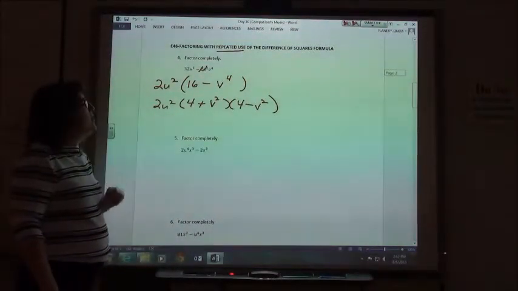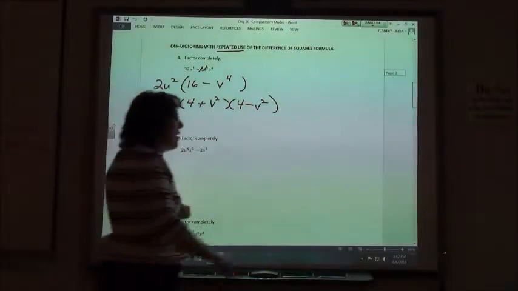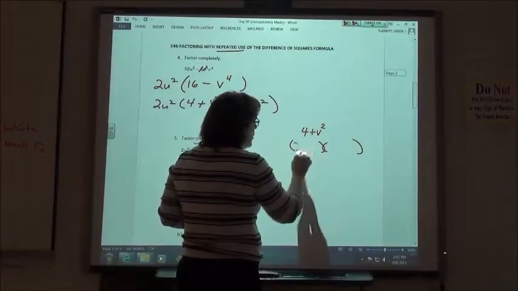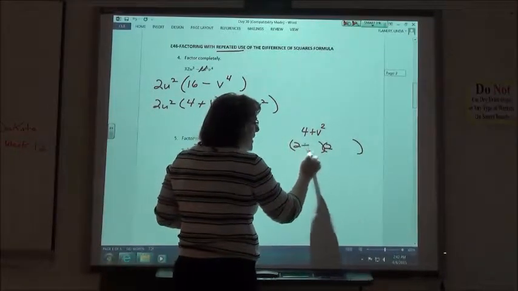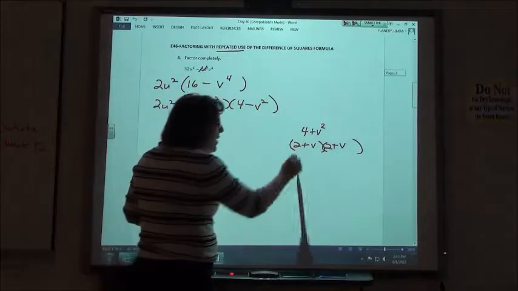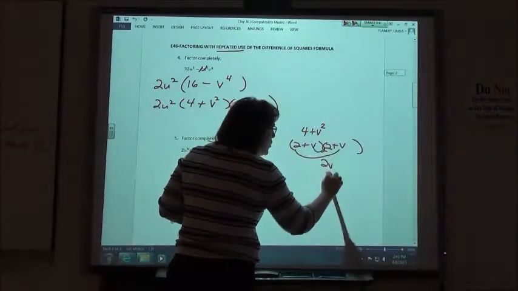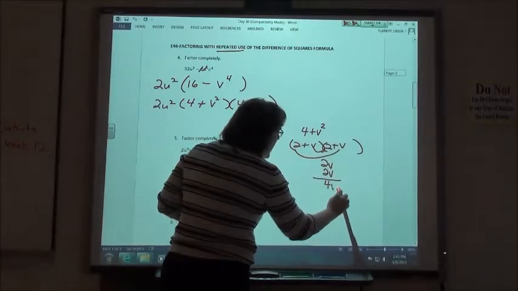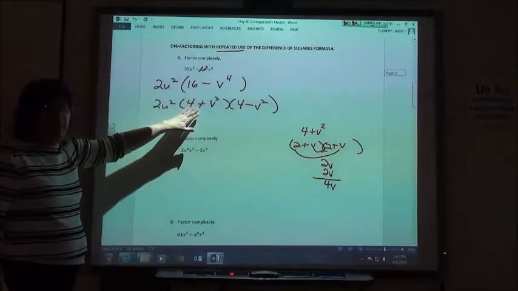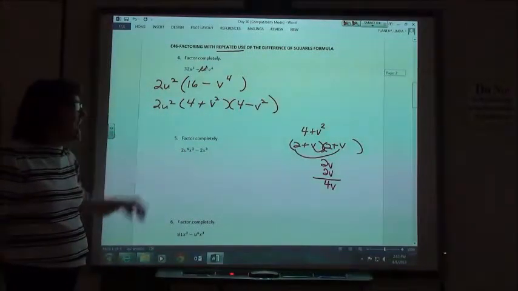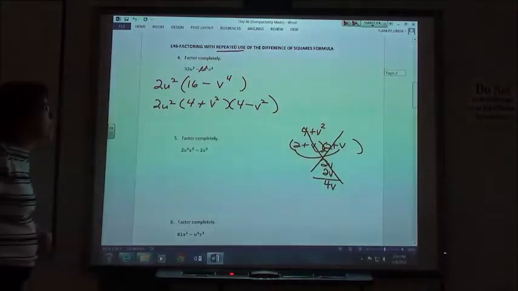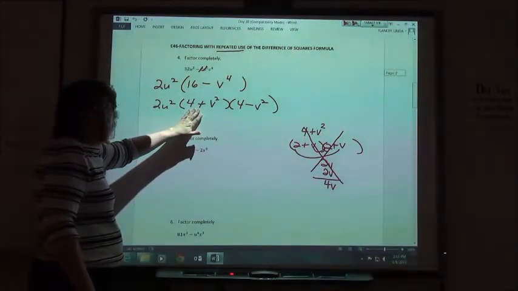Now if I try to factor 4 plus v squared, I would say 2 and 2, a plus and a plus, and a v and a v. But if I FOIL that out, I'm going to get 2v plus 2v, which is 4v. I don't have a 4v in the middle. If I have the sum of perfect squares, I can't factor it. There's no way to make it work because I'm always going to get that middle term. So I can't do anything with the one with the plus sign.